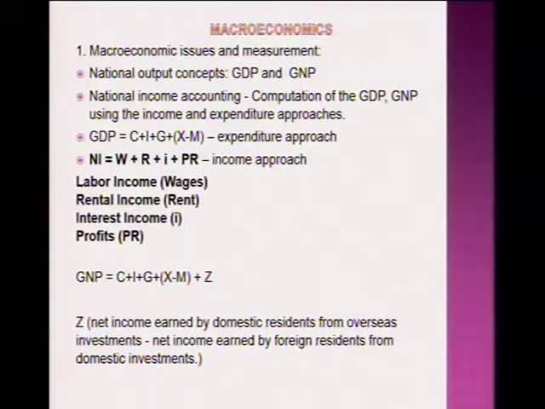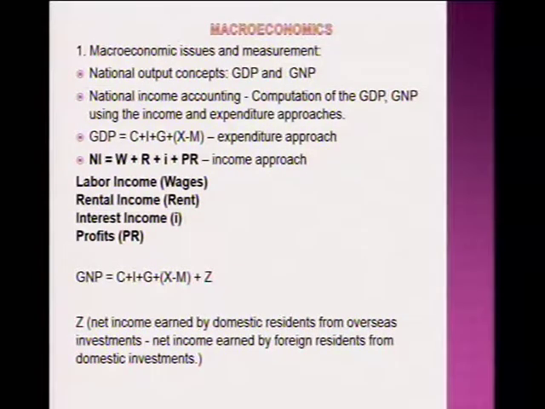Or the income approach: national income, or the GDP, is W, which is the wages, R, which is the rental income, I, which is all the interest income, plus PR. PR is the profit. And that is the income approach.